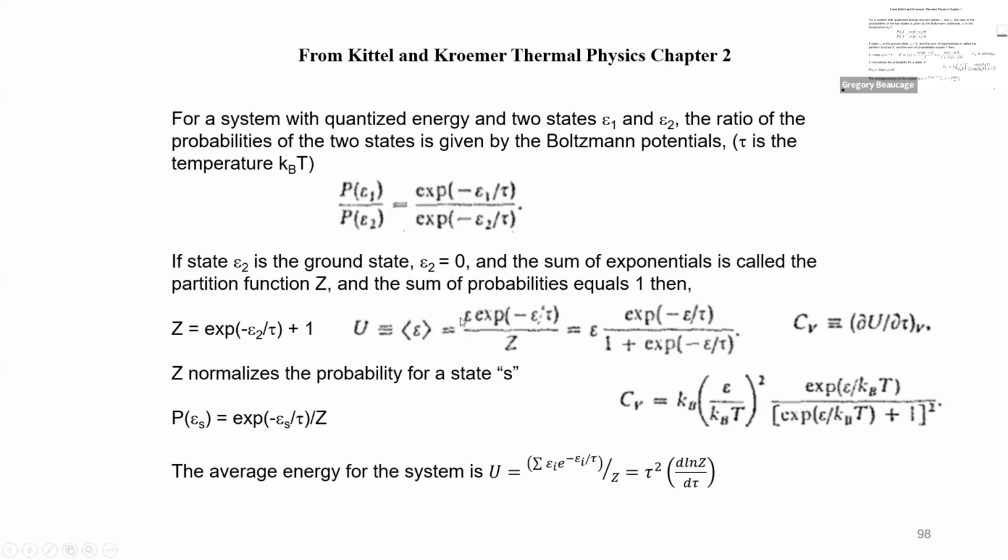So if you want to know the energy, it's the energy times the probability of the energy, which is a Boltzmann probability, divided by the partition function, gives you that thing. And the derivative of that energy gives you the Einstein equation, actually. So it's another way to get the Einstein equation, much faster than the way we did it.